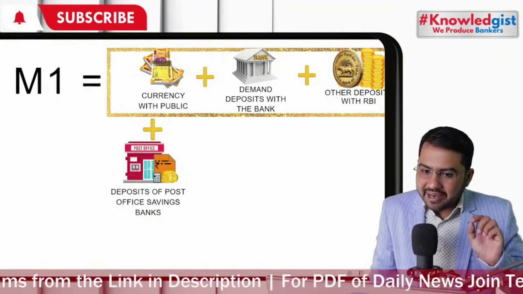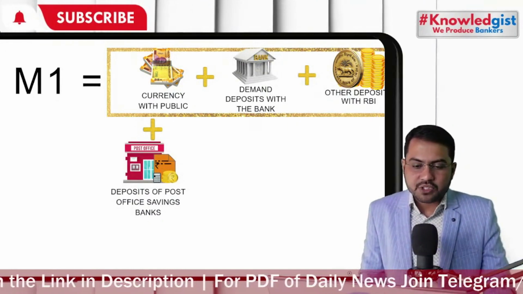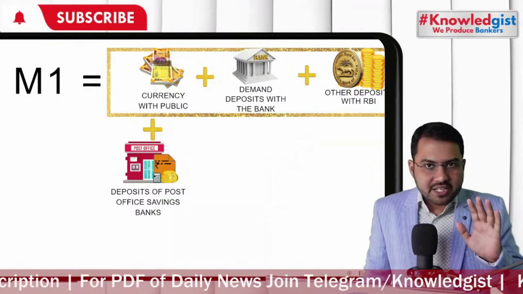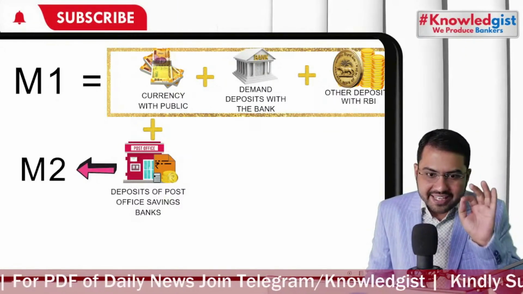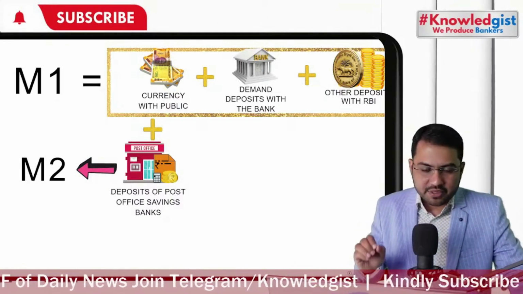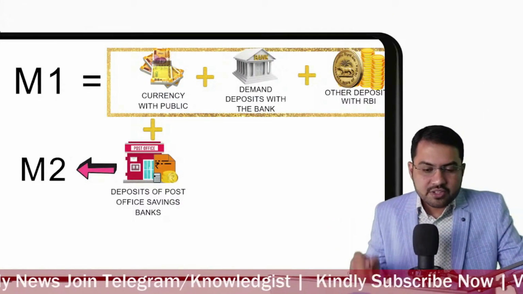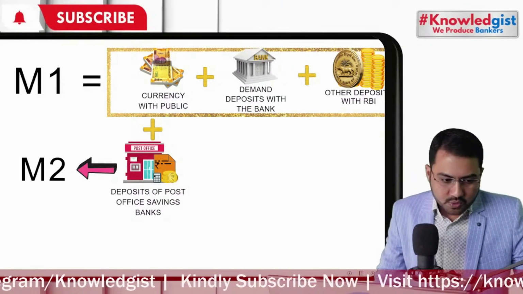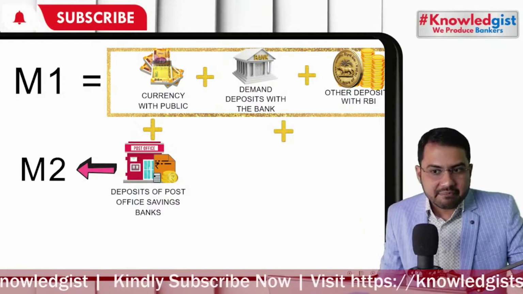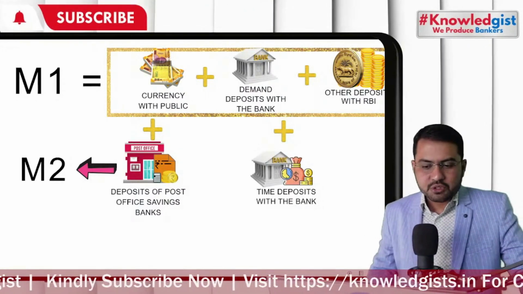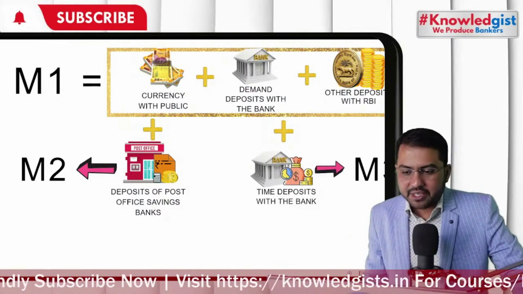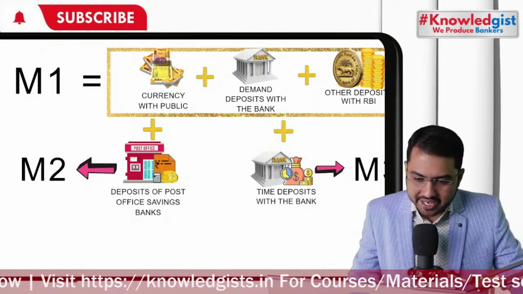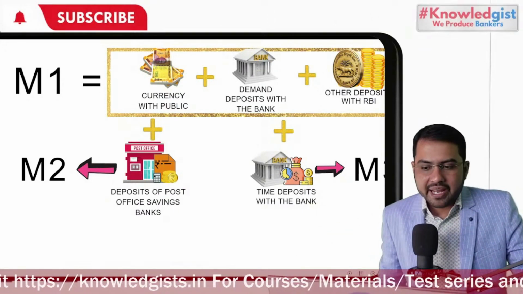Okay. So then comes the M2. Here you can see what is M2, deposit of post office savings bank. If you add deposit of post office savings bank, then it will form the M2. How to derive the M2 with M1? Just add the deposits of post office saving bank. It is M2. Clear? And how to get M3? With M1, you should add time deposits with bank. It will become M3. Time deposit means the FD and RD with bank. You add, it will become M3.